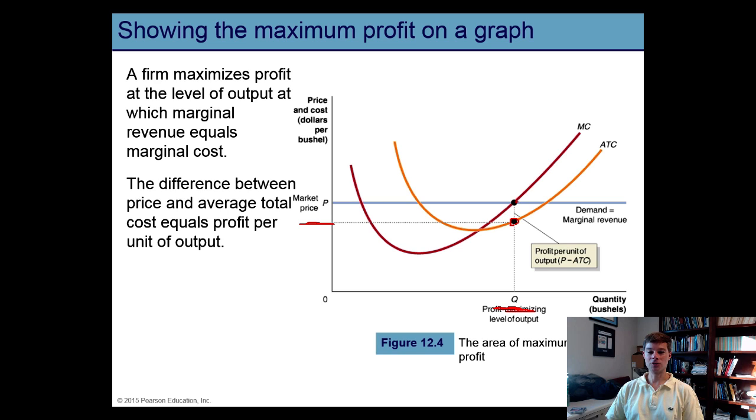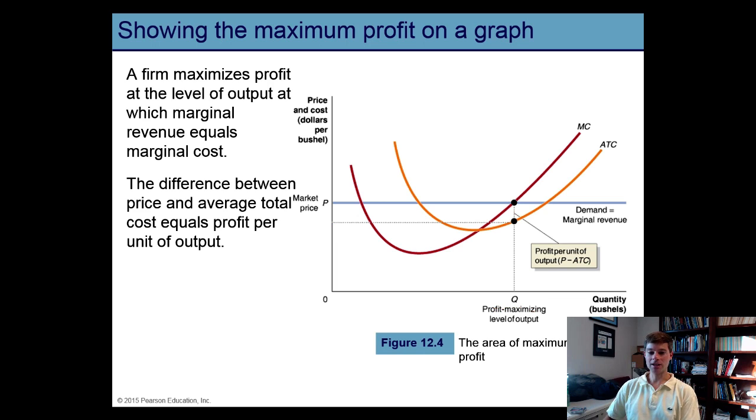If price is greater than that average total cost, then the firm is earning money on average on each unit produced. The difference in price and average total cost is the profit margin, and the profit margin is earned on all of the units being produced.